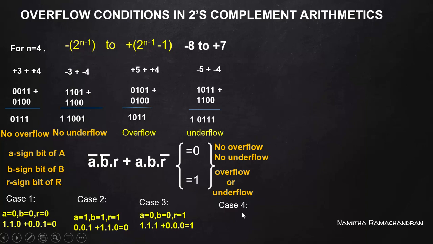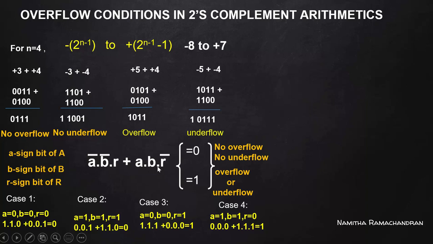So case 4, sign bit is 1 here, sign bit is 1 here, and here this is the carry bit, the fifth bit, and the fourth bit is the sign bit, here it is 0. So a complement b complement r plus a b r complement, 0 plus 1 is 1. Again case 4 is also a case of overflow or underflow.